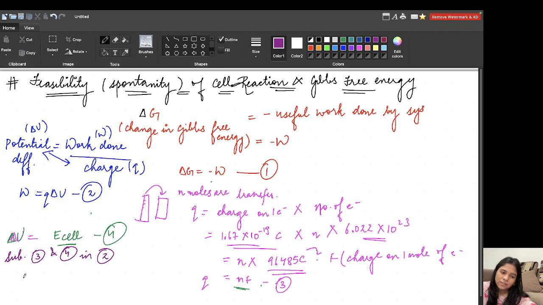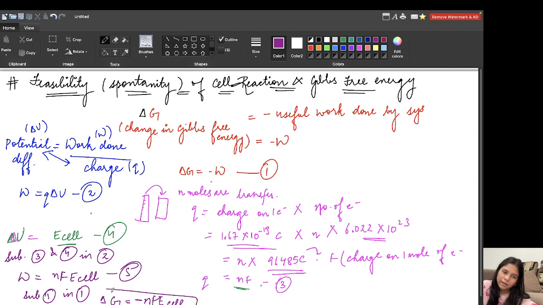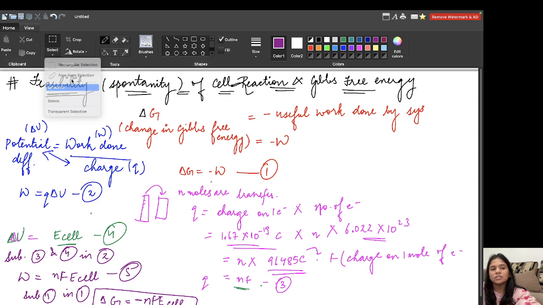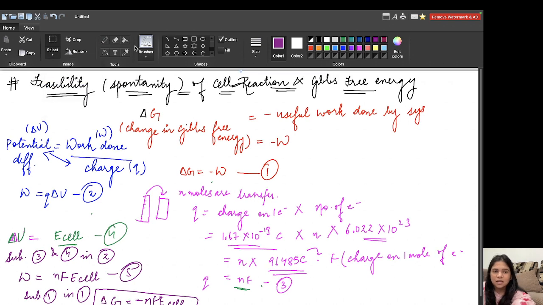So W, we don't have anything for W. Q, we have nF, and delta U is E of cell, right? Now if we substitute this, substituting fifth and first, what are we getting? Delta G equals minus nFE cell. This is your major formula. To check the spontaneity of the reaction, the major formula is delta G equals minus nFE of cell.